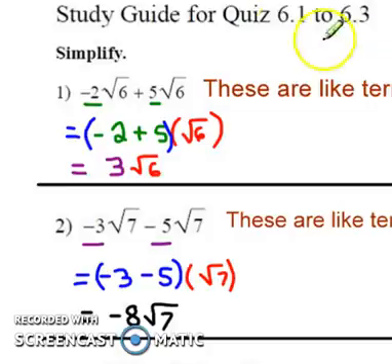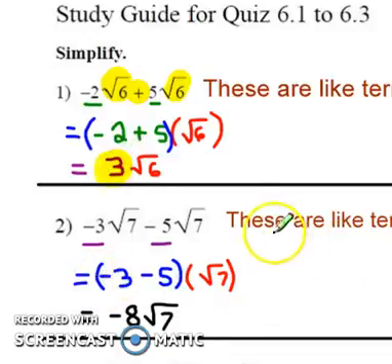In problem number 1, we're going to simplify like terms. Notice we're adding here, and we both have square root of 6. So all I'm going to do is negative 2 plus 5. That's how we got 3 square root of 6.